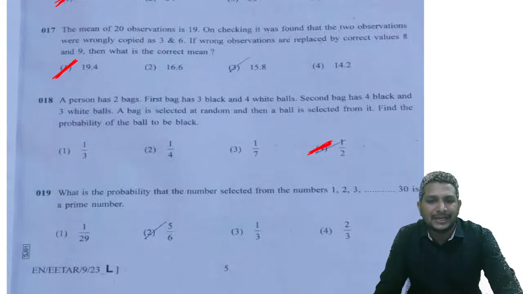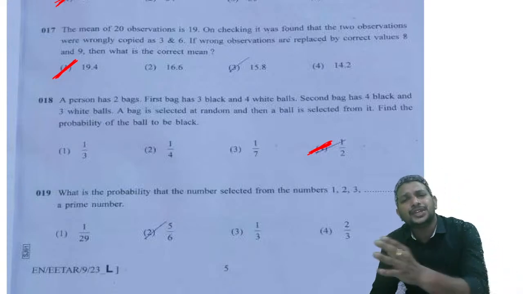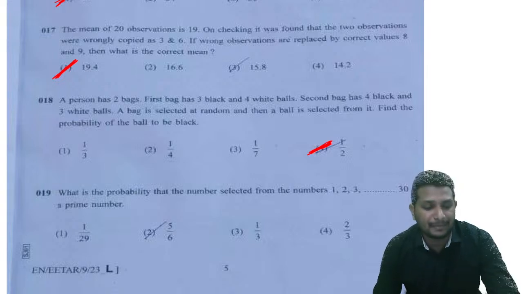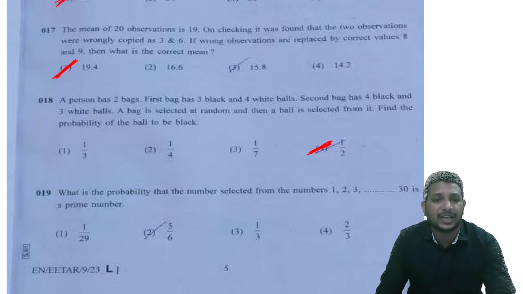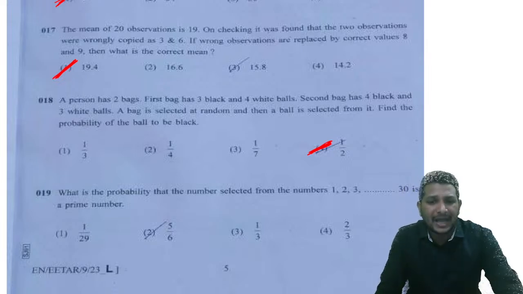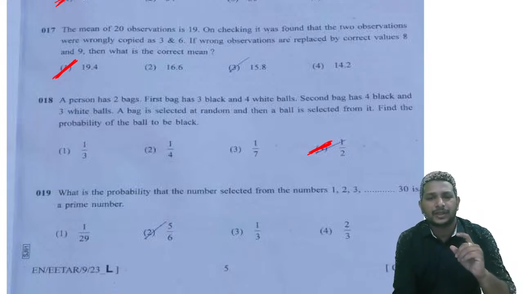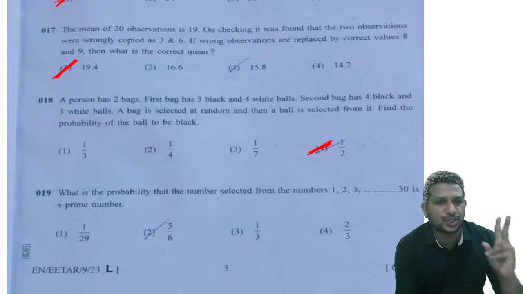What is the probability that the number selected from the numbers 1, 2, 3, and so on till 30, all consecutive numbers, to be a prime number? Okay. So they gave the numbers 1 to 30, then they're asking to check if it's a prime number. The probability of getting a prime number from 1 to 30. As we know, prime numbers are the numbers which are divisible by 1 and itself, because they should be divisible by only 1 and itself. And the factors are only just 2.